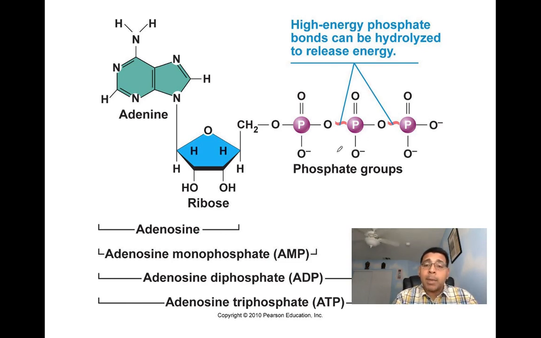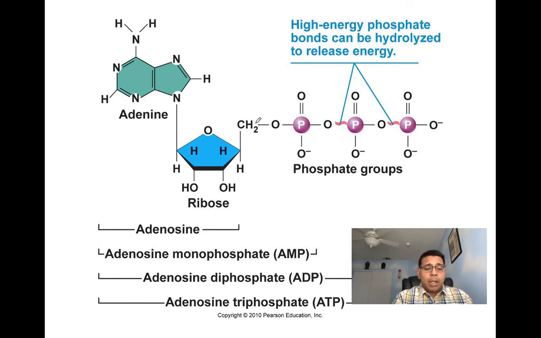ADP can release some energy too. And if it does, it becomes AMP, adenosine monophosphate, because of one phosphate. Now, there's a little bit of energy in here as well. It's not as much energy as we would have in here, but there is a little bit of energy there, so we can use that energy also. We can't go any further down now.